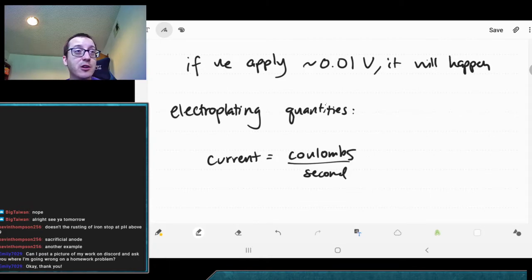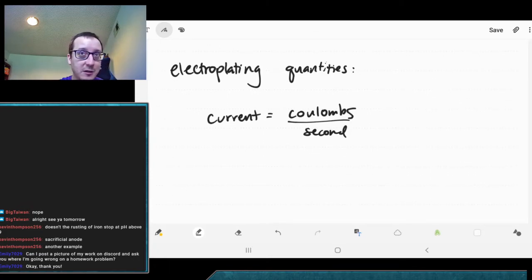We know that electrical current is coulombs per second. Coulombs is a unit of charge. Current is, I guess I can't define it without using charge in it. It's the charge per second, right? It's the movement of charge. Second, of course, being time.